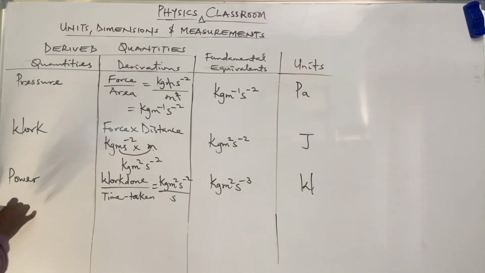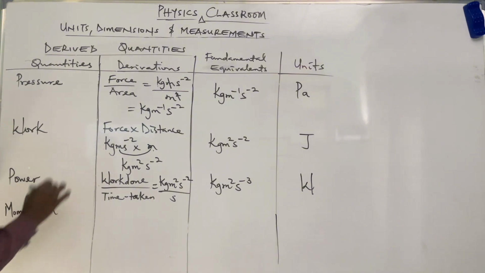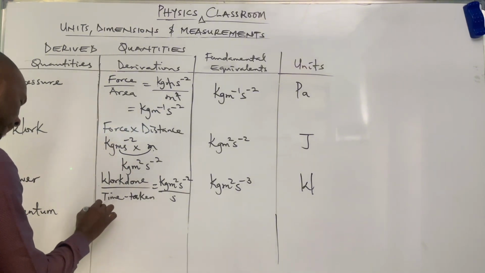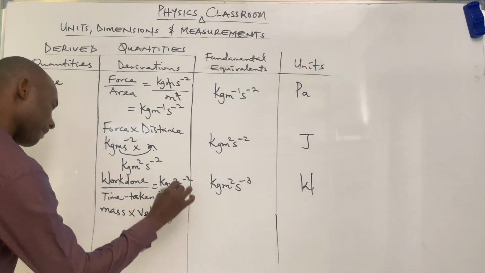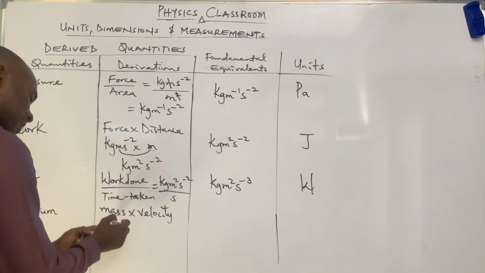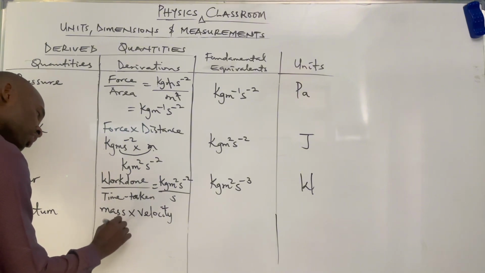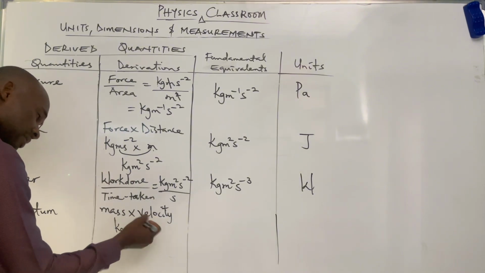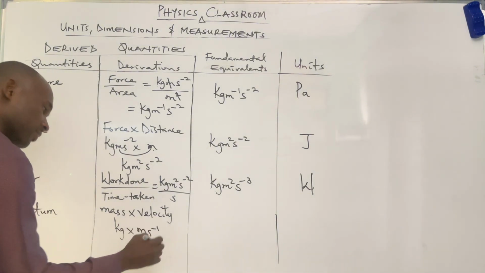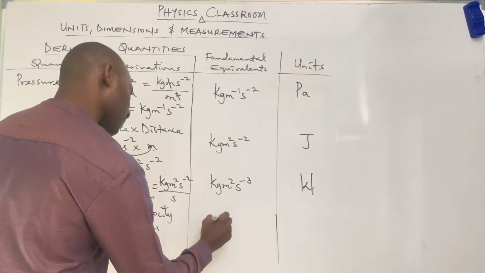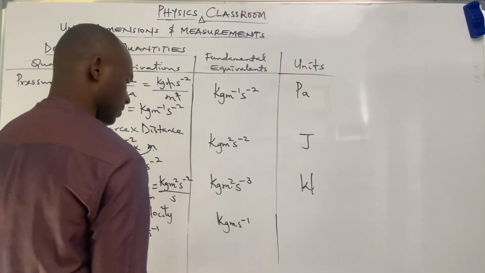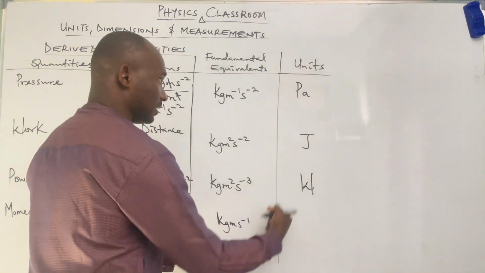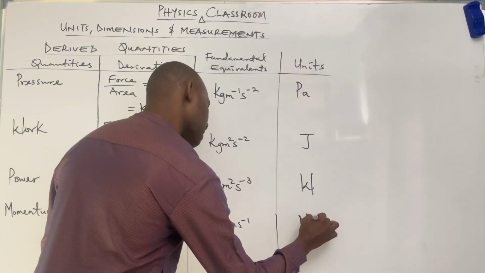The next one is momentum. Momentum is having the formula mass times velocity. The mass, of course, is a fundamental quantity, which is measured in kilogram. The velocity is measured, of course, in meter per second. Combining both together, we have kilogram meter per second, which can also be represented with the unit Newton seconds.